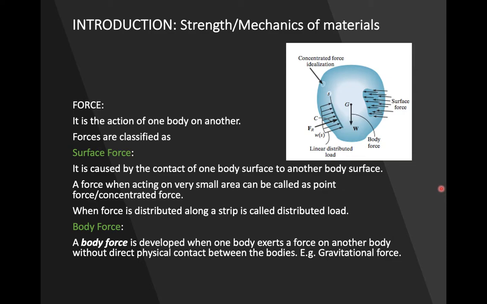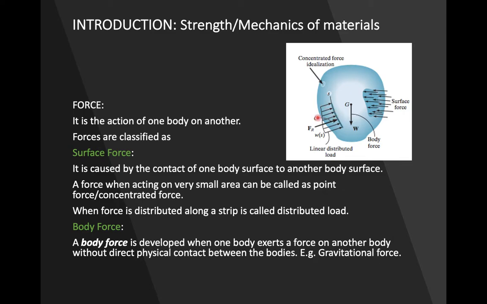You can see in this diagram that if a body is there and we apply a concentrated force at a certain point, this force is in a certain direction. It will have a magnitude and a direction, so it will be a vector quantity. Then we have this type of force, where the force is distributed over a line or a length of a body. That will be called a linear distributed load.